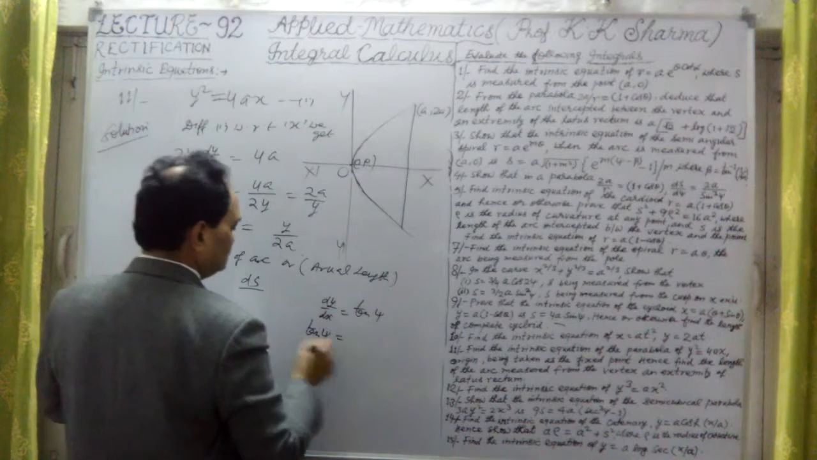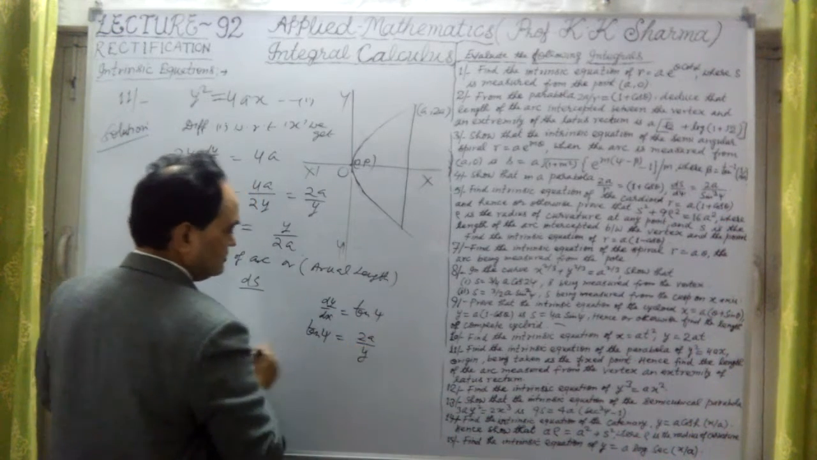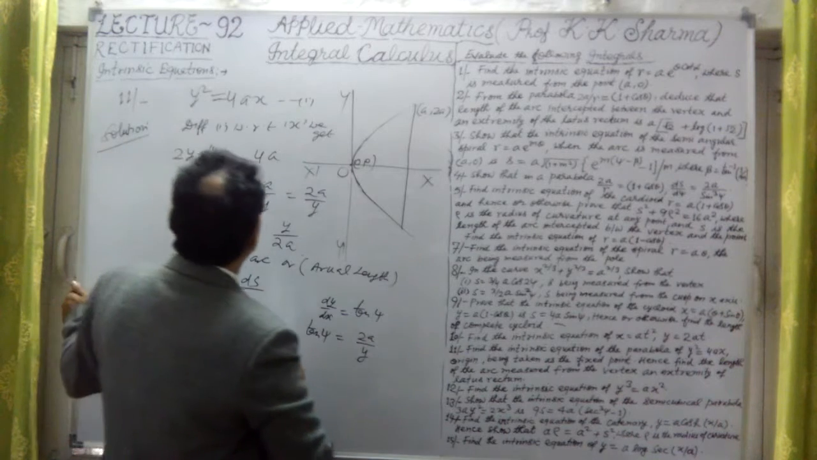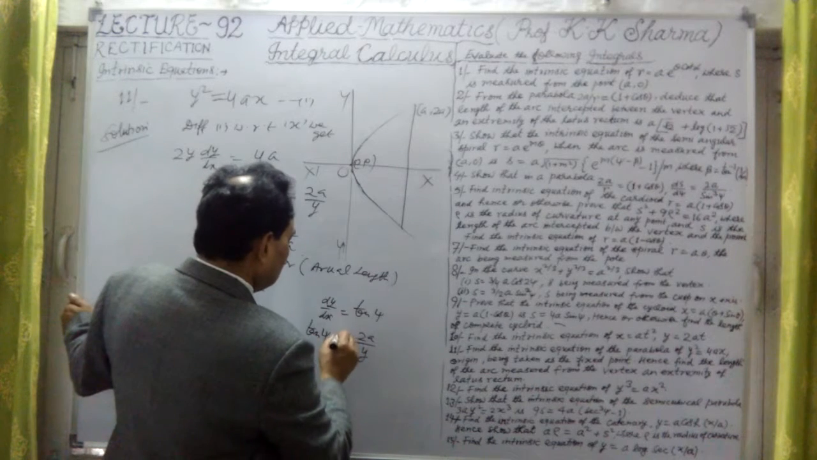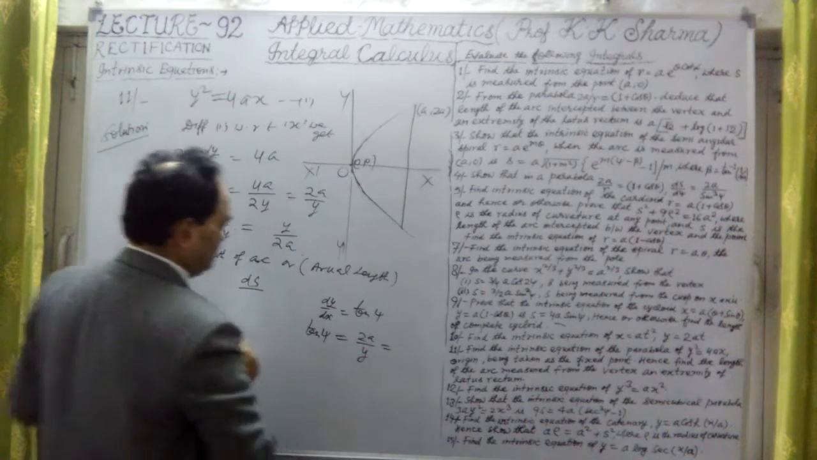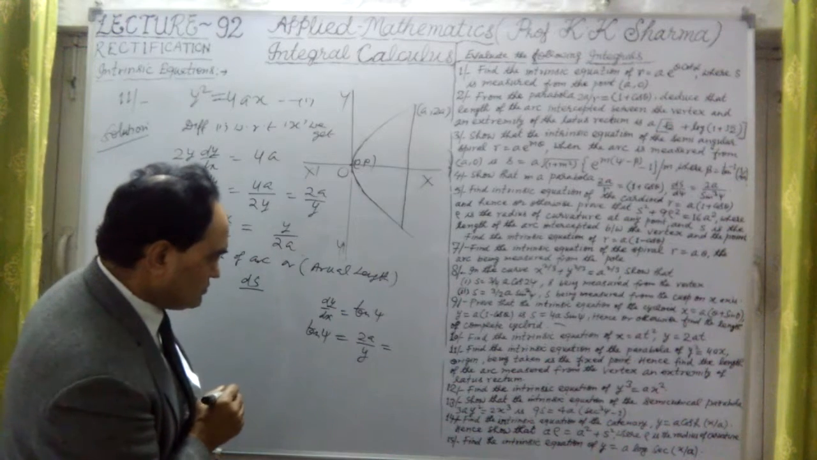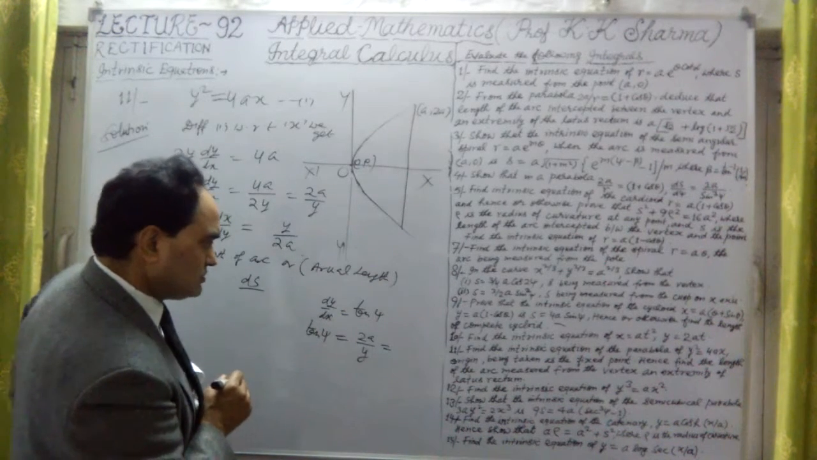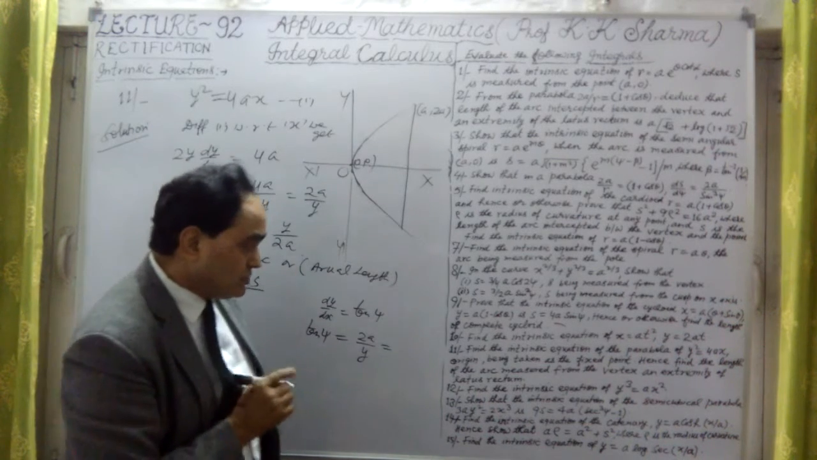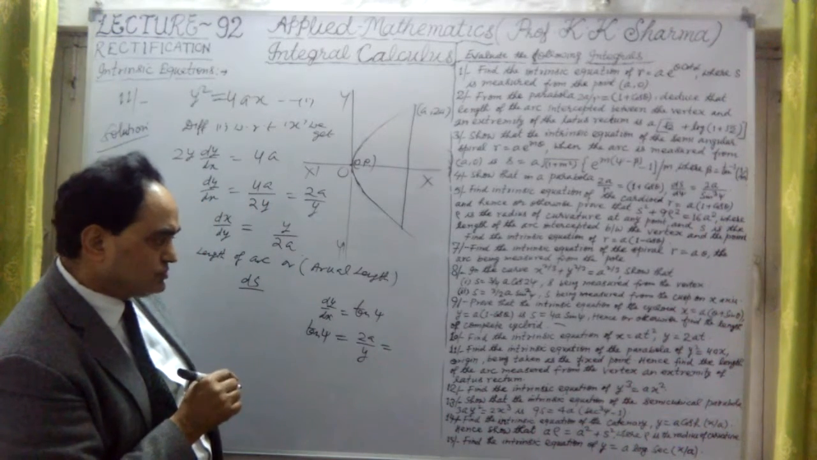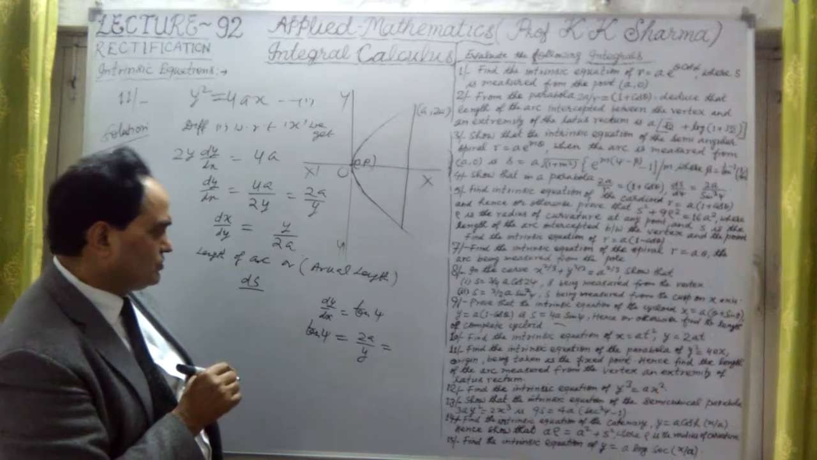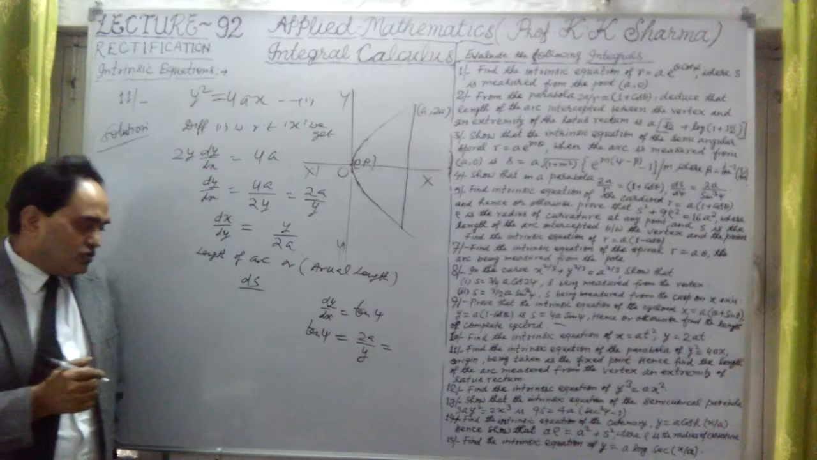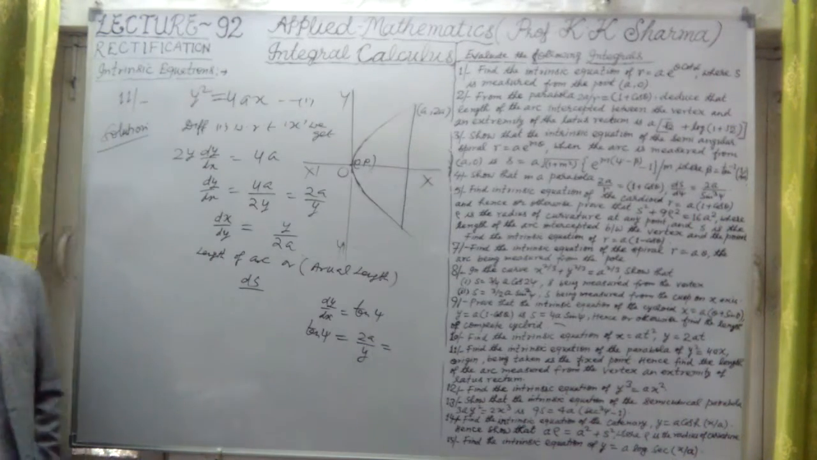This value is twice a upon y. So if I put y twice a, tan psi is equal to twice a upon y. I'm sorry, what I'm calculating and what is given to us: find the intrinsic equation of the parabola with the origin being taken as the fixed point, and hence find the length of the arc measured from the vertex to the extremity of the latus rectum.